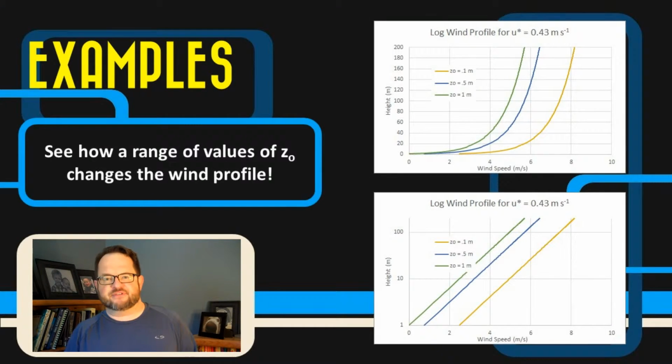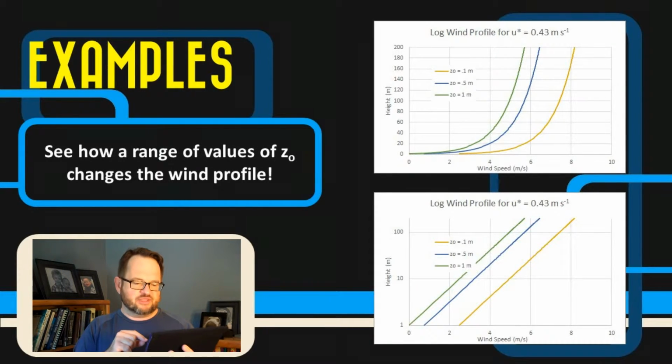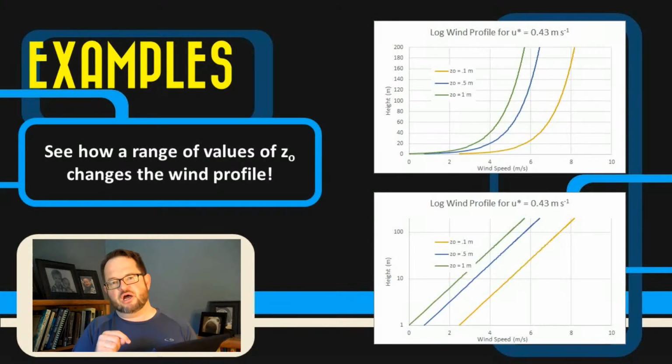So we can make graphs of this in something as simple as Excel, and I did it here for a range of different values of z naught, the aerodynamic roughness length. The top one is in just a regular scale, and the bottom one's on semi-log paper. But they're the same data. In both cases I plotted 3 log wind profiles with different values of z naught. The orange curve is for the smallest value of the roughness length over the smoothest surface, and the green curve is for the roughest surface.